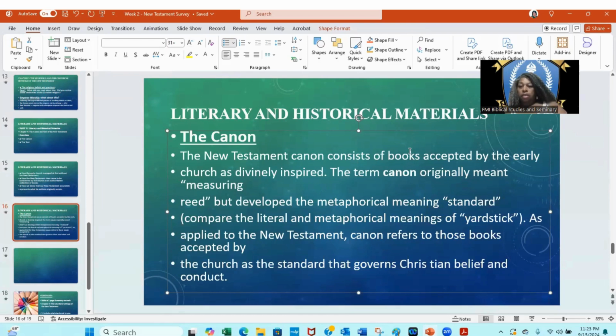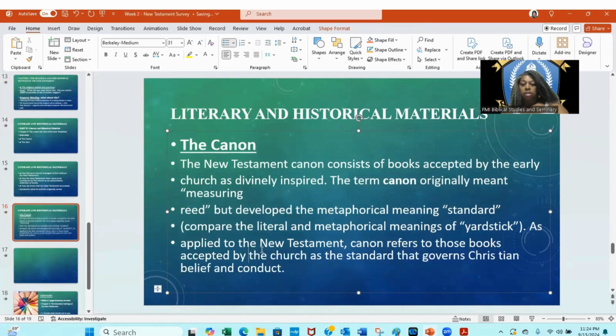So the term canon originally meant measuring. What do they mean by measuring? And then read, developed by what? Standard. So sometimes we get the word standard Bible or something like a yardstick. And we might want to compare the literal and the historical meaning of yardstick as applied to the New Testament. Okay. So the canon refers to those books accepted by the church. So if you're discussing this or going over these highlights with your class, kind of get an idea of what we are doing here.